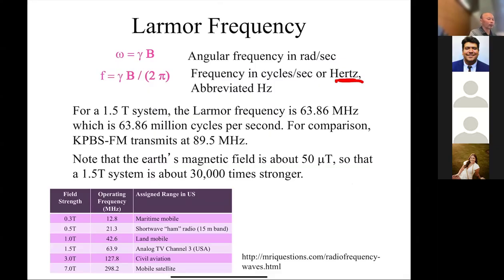For comparison, one of the lowest frequencies, at least in San Diego, for the FM dial is about 89.5 megahertz. That's KPBS, right? So you're just below the FM range. And then if you go to a 3 Tesla system, which is shown here, you're at 127 megahertz, and that's in the civil aviation range.